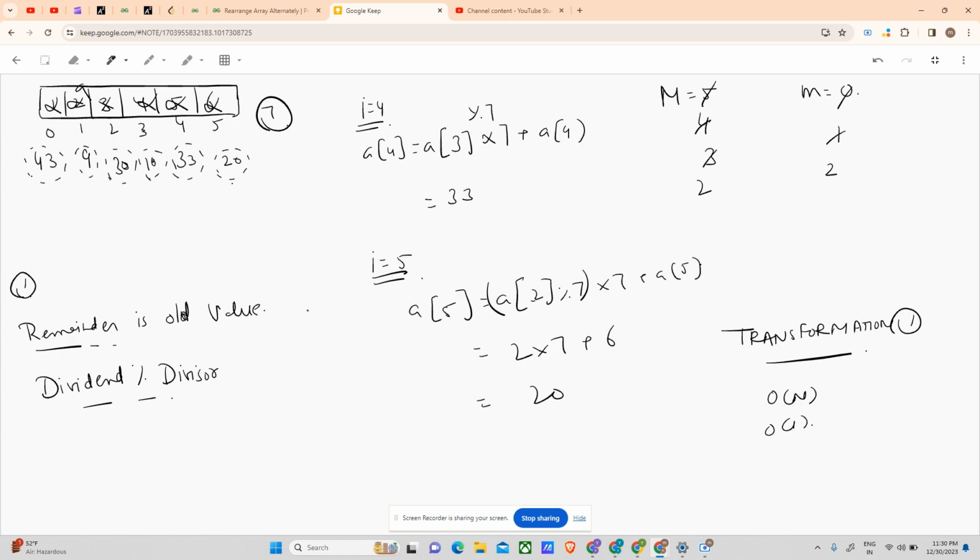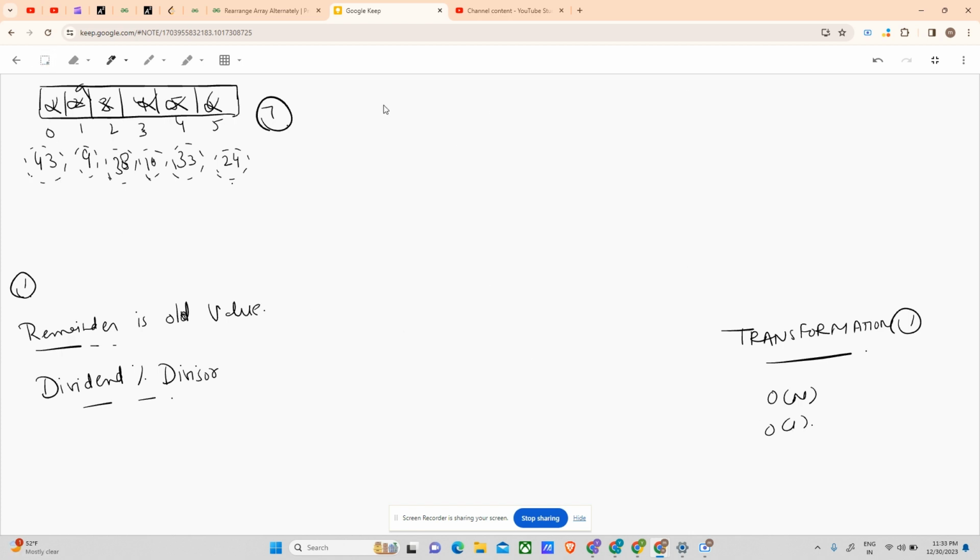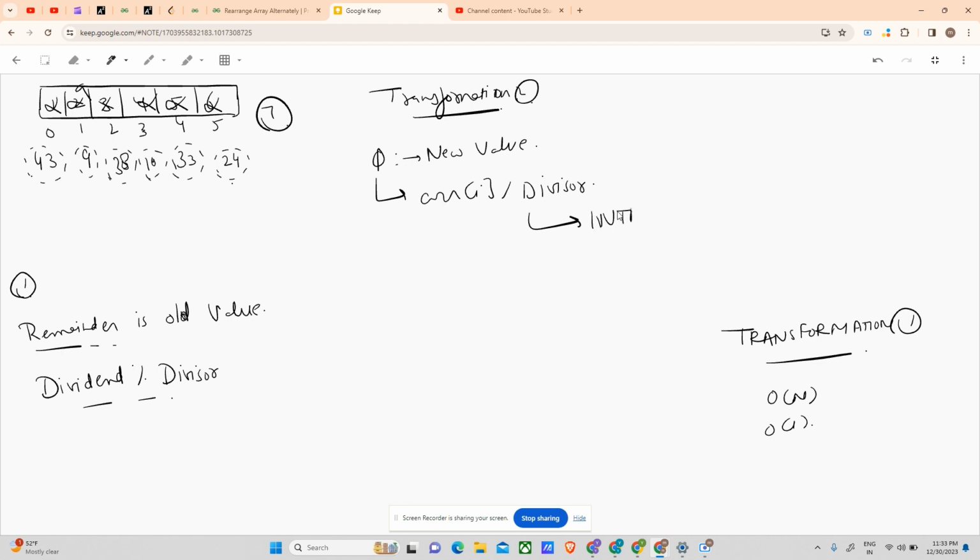Transformation 2 is really simple. It's time for transformation 2. It is actually very simple. Transformation 1 was the one where we have to apply our mind. For transformation 2, we know that we appointed quotient as new value, and to obtain the quotient we can just do ARR I by divisor, and here we are doing integer division.